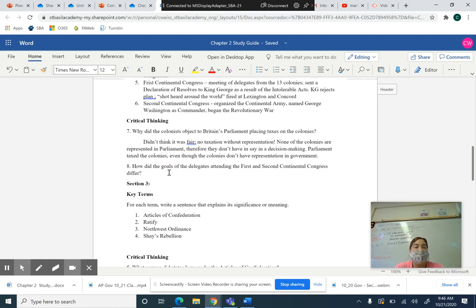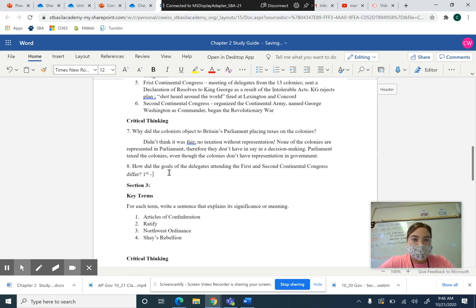How did the goals of the delegates attending the First and Second Continental Congress differ? This is important, and if you think about it, it's actually quite simple. Morgan? So in the first one, they got rejected, and in the second, the Declaration of Independence actually passed. Good. We are missing a few details, but you're onto the right track.